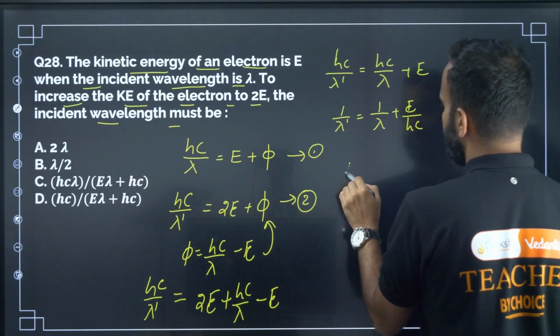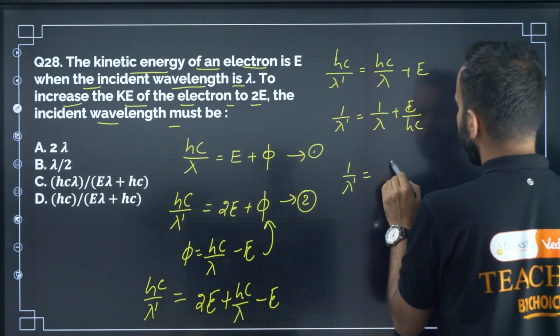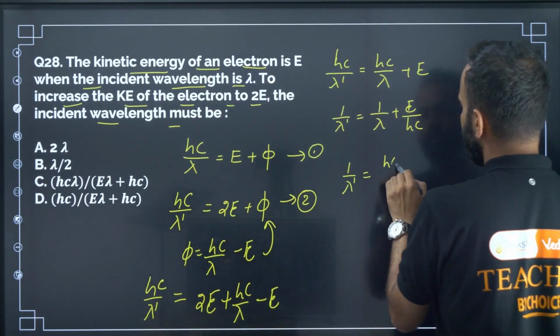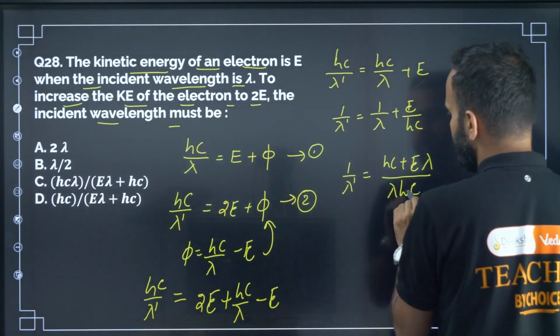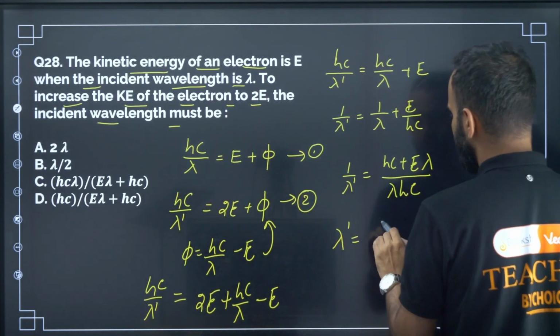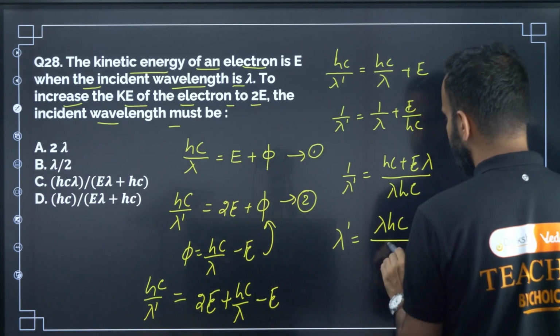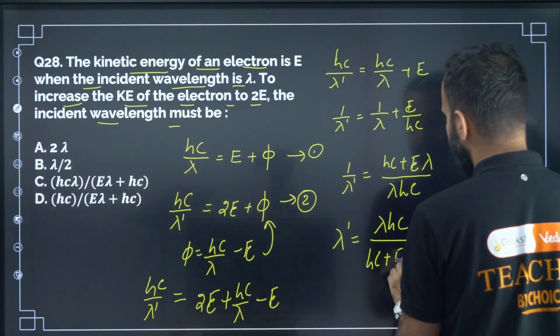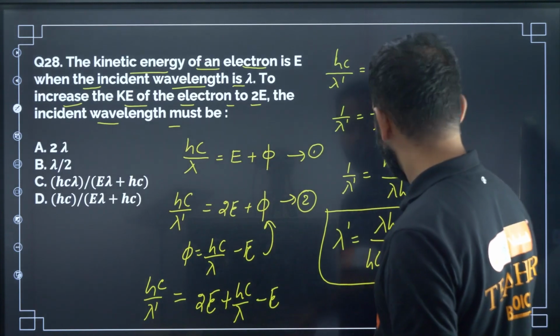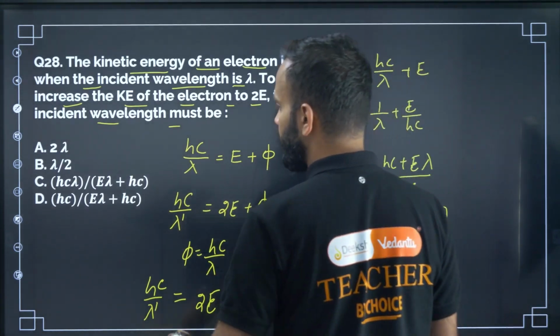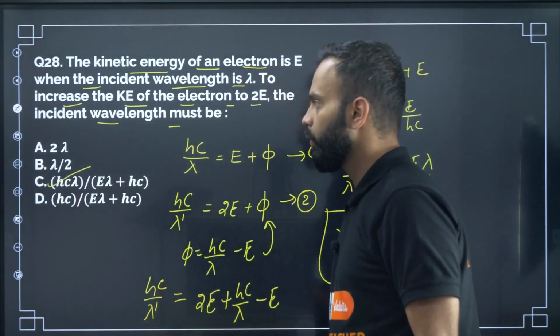Now 1 divided by lambda dash is equal to Hc plus E lambda divided by lambda into Hc. So lambda dash is equal to lambda Hc divided by Hc plus E lambda. So the correct option is C.